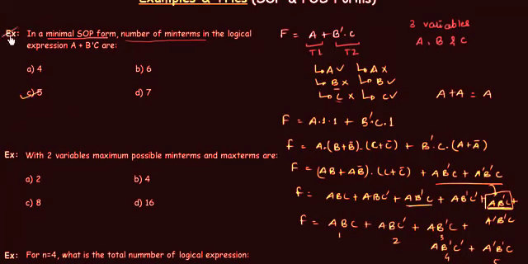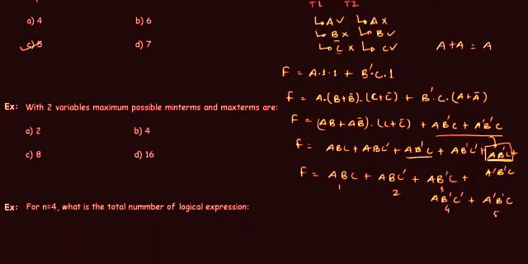So we have solved this example number 1, and now we will move to example number 2, and it says with 2 variables, the maximum possible minterms and max terms are. So we have 2 variables, let's say A, B are the 2 variables, and we have to find the maximum number of minterms and maximum number of max terms when we have 2 variables as A, B or any other variable that you want to take. So how to approach this problem?